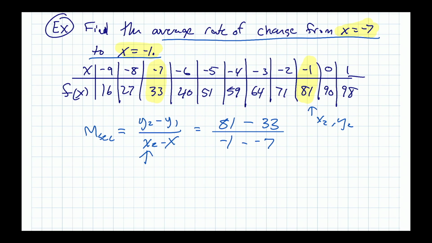Okay? And what do we get? Well, you just work it out. So 81 minus 33. So what is 81 minus 33? 48? I think so. Okay. And then -1 minus -7 is -1 plus 7. So that's 6, positive 6. So then you have 48 over 6, which is 8. And that's your average rate of change.